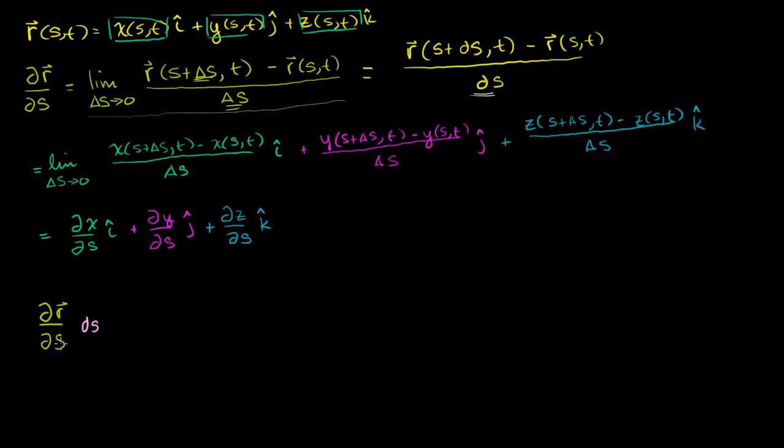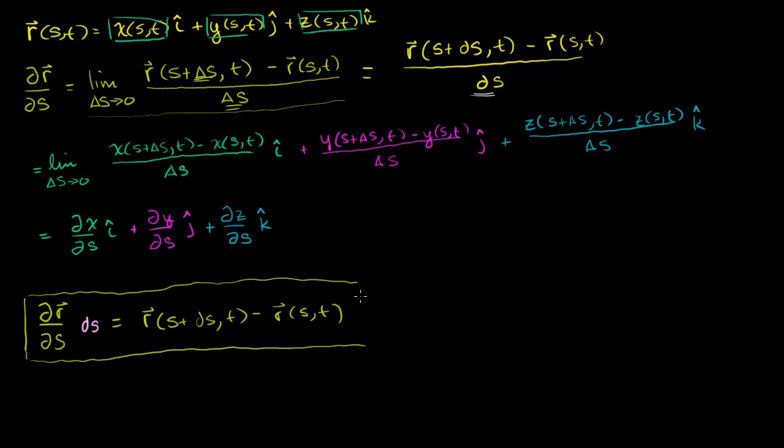This was the kind of a partial with respect to s. That's going to be equal to, well, if you multiply this side of the equation times ds, this guy's going to disappear. So it's going to be r of s plus our super small change in s, t minus r of s and t. And let me put a little square around this. This is going to be valuable for us in the next video. We're going to actually think about what this means and how to visualize this on a surface. As you can imagine, this is a vector right here, right? You have two vector valued functions. You're taking the difference, and we're going to visualize it in the next video. It's going to really help us with surface integrals.